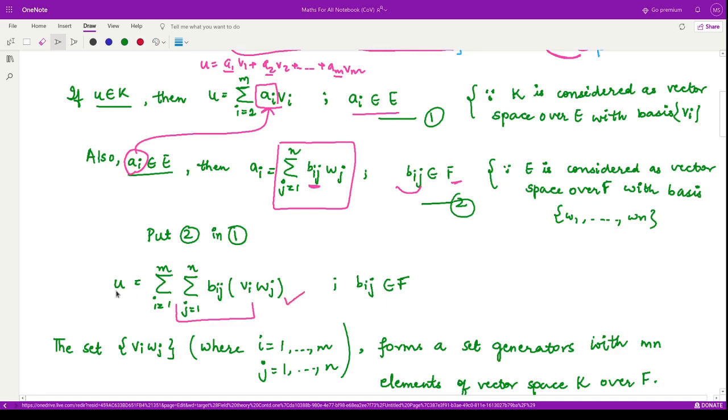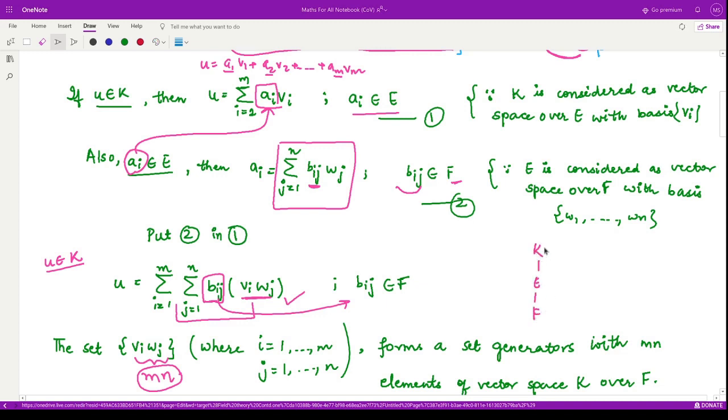So now the element that you started with from K, you have written as a linear combination of these elements. And how many such elements are there? Because we have i varying from 1 to m, and j varying from 1 to n, the products vi wj are total mn elements. These are total mn elements. So you have written your K as a linear combination of mn elements, where these constants are from F.